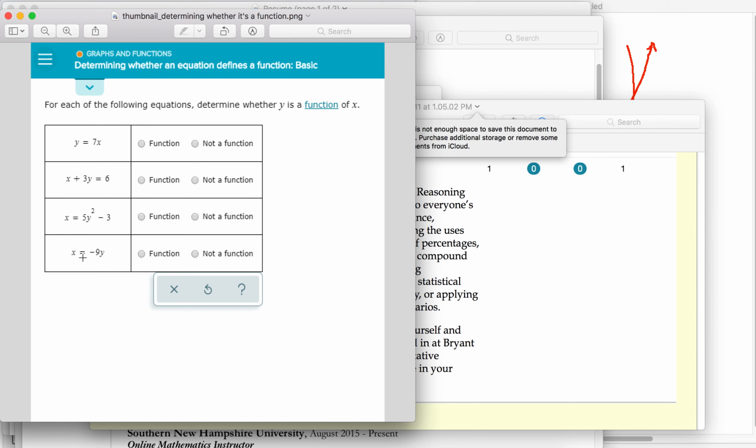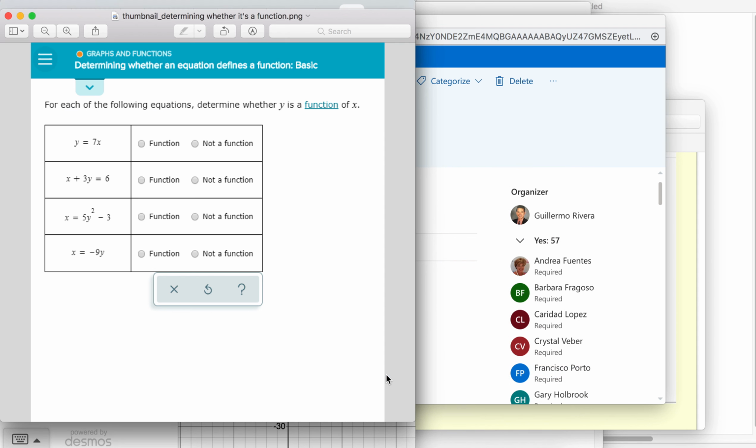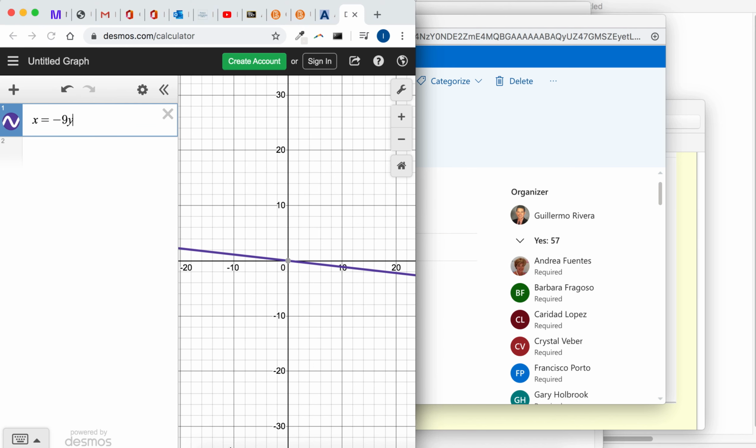And then you can check the last one, x equals negative 9y. To find out if it's a function, it should pass that vertical line test. Okay. What did I say, negative 9y? Yeah, any vertical line just passes once. Okay, so that is a function. So that's one way. You just plug in the equation into Desmos, and it should only cross once with a vertical line.